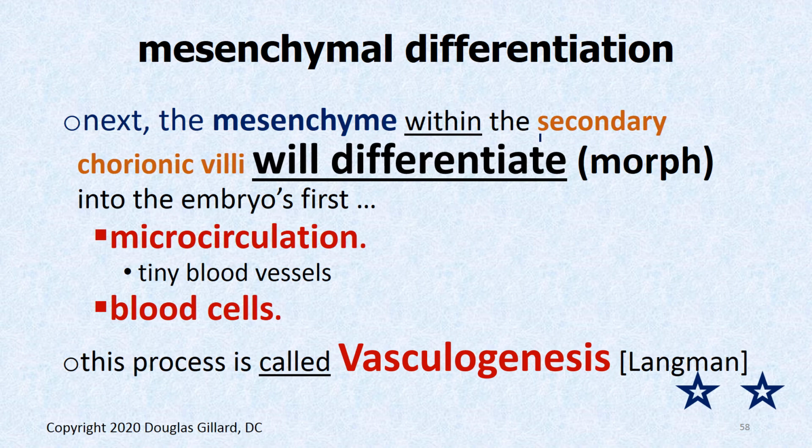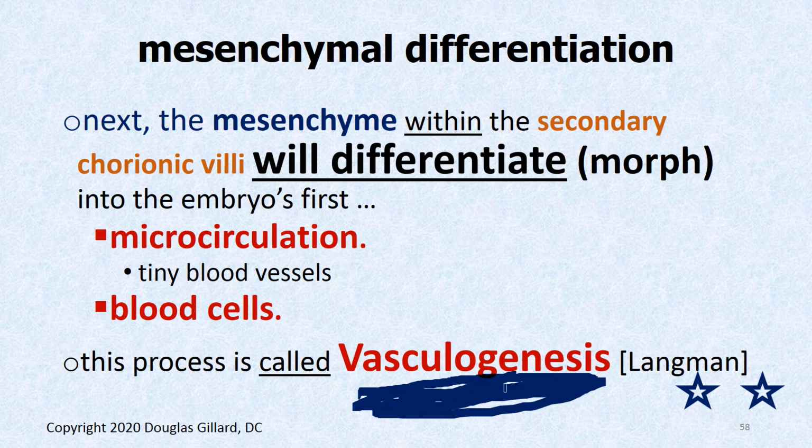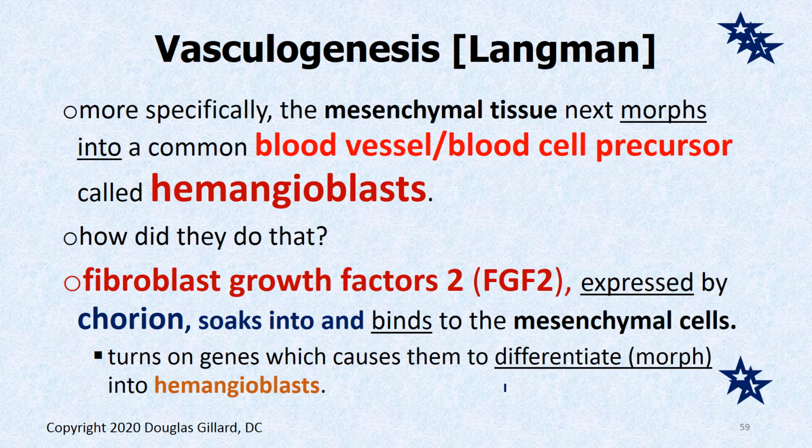So next, the mesenchyme in these newly formed secondary chorionic villi will morph. It'll differentiate into two things: a microcirculation, tiny blood vessels and blood cells. This is a process called vasculogenesis. This is the very first blood supply that is going to feed the bilaminar disc, which is the little human. Let's see how that happens.